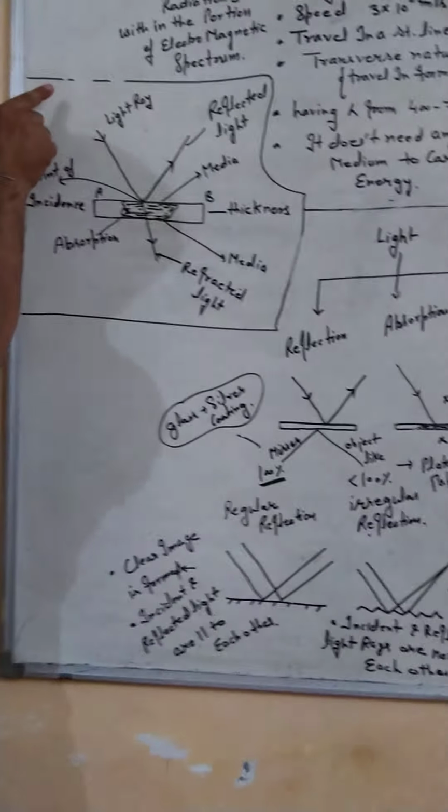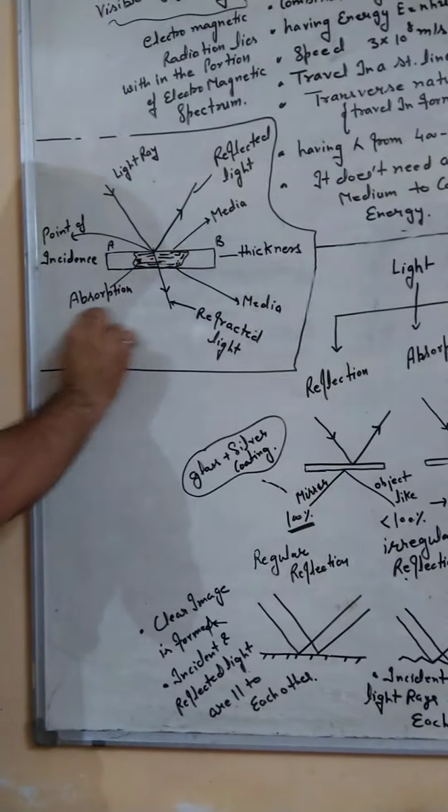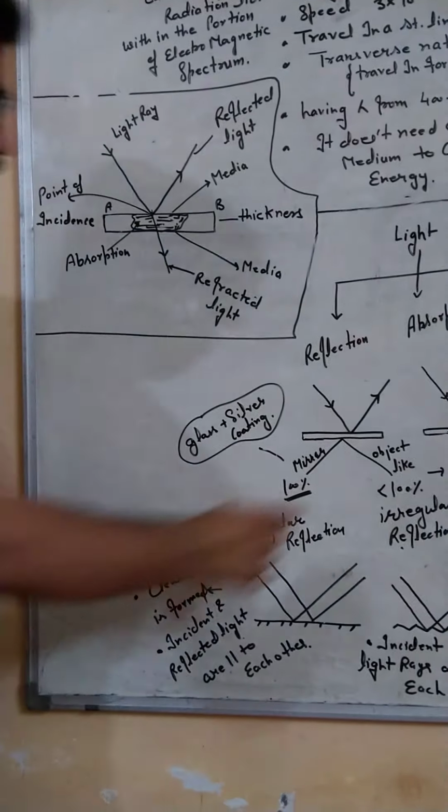Next one, if light falls on the surface of a medium and gets absorbed inside the material thickness, then such a phenomenon is called absorption. This picture is here.